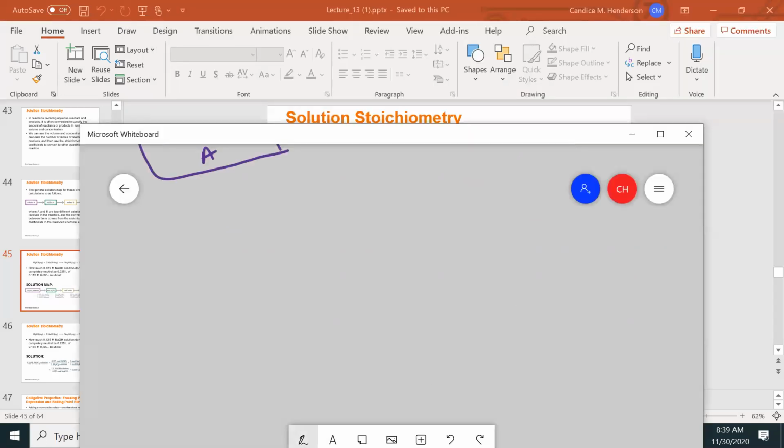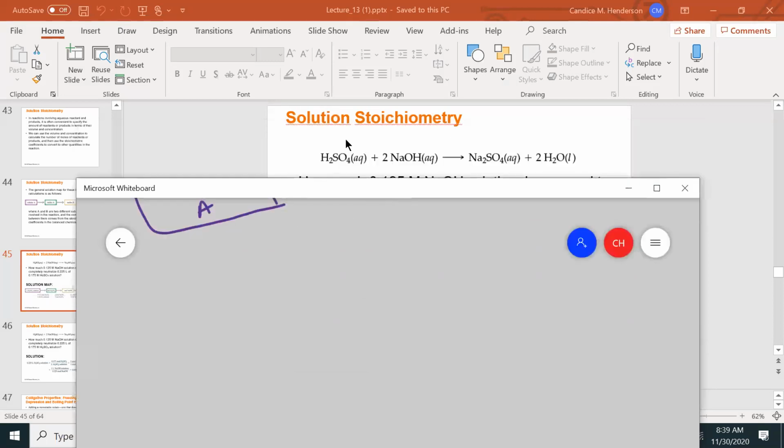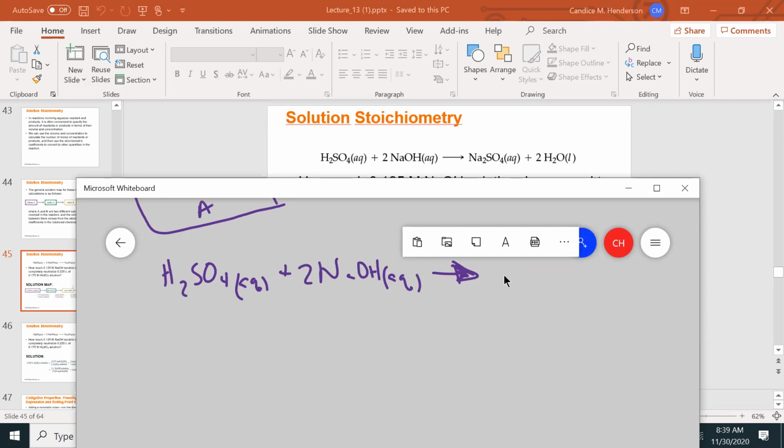So one thing that indicates that this is solution stoichiometry, outside of it saying it is, is that we have a balanced equation. So we have this H2SO4, and this is aqueous. It's combining with two NaOHs, also aqueous. And what I can see here, if I want to talk about this reaction a little bit, is this is an acid combining with a base. So we should end up with a salt and water.